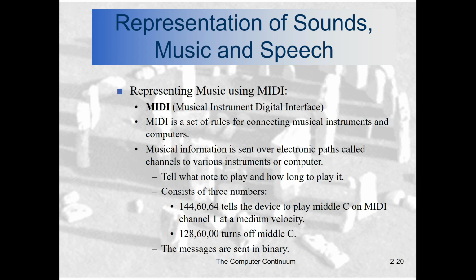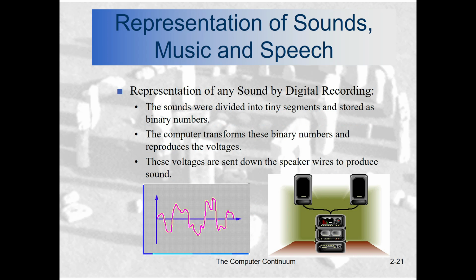It consists of three numbers, 144, 60, 64, which tell the device to play middle C on a MIDI channel at a medium velocity. And 128, 60 will turn off middle C. The messages are sent in binary format.